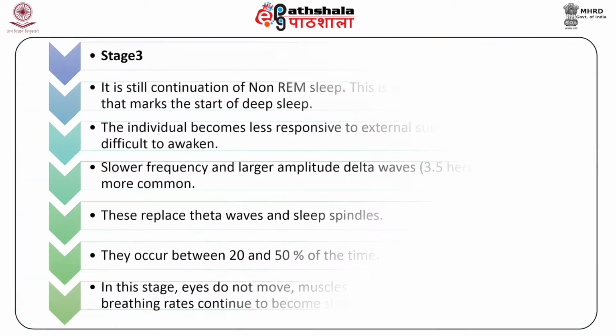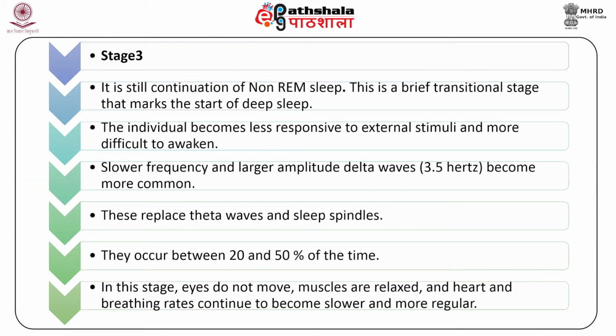Stage 3. It is still a continuation of non-REM sleep. This is a brief transitional stage that marks the start of deep sleep. The individual becomes less responsive to external stimuli and more difficult to awaken. Slower frequency and larger amplitude delta waves become more common. These replace theta waves and sleep spindles. They occur between 20 and 50% of the time. In this stage, eyes do not move, muscles are relaxed and heart and breathing rates continue to become slower and more regular.